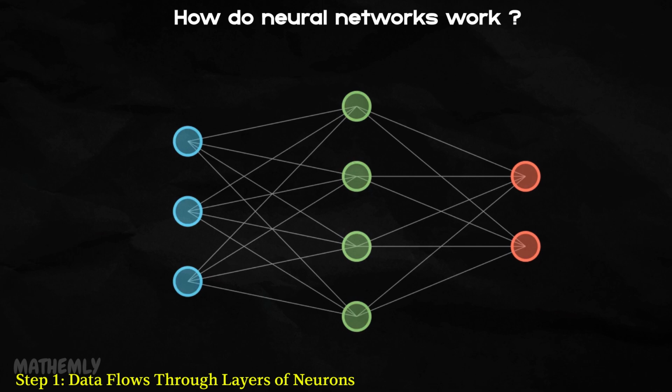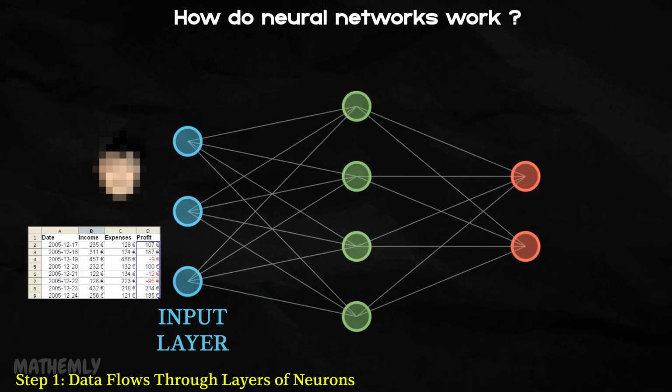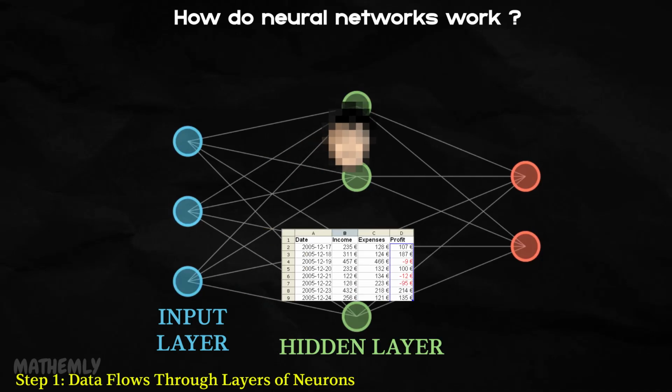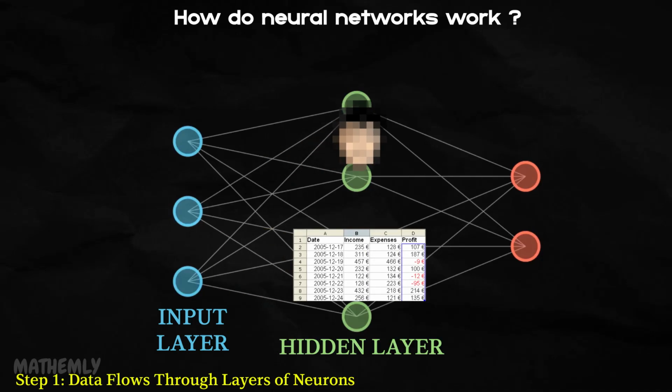Step 1. Data flows through layers of neurons. Think of a neural network as a layered system where information flows from one end to the other. It starts with the input layer, which receives raw data like pixels from an image or numbers from a spreadsheet. Then comes one or more hidden layers where most of the processing takes place.